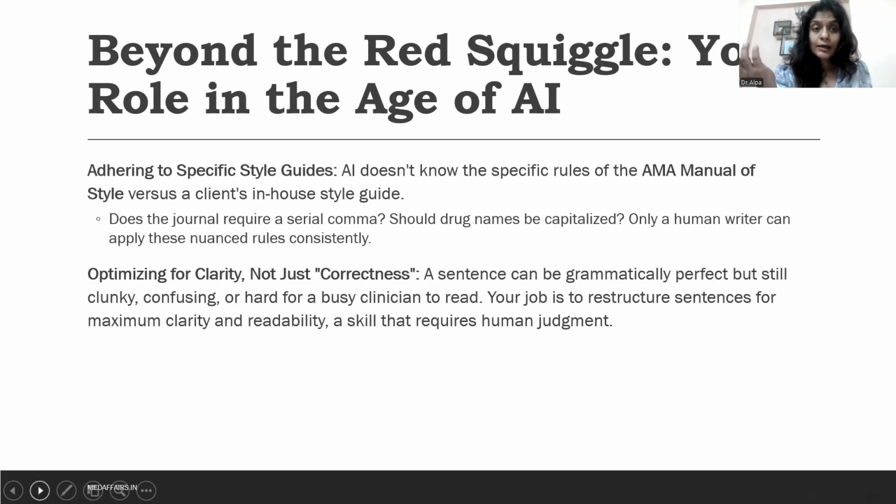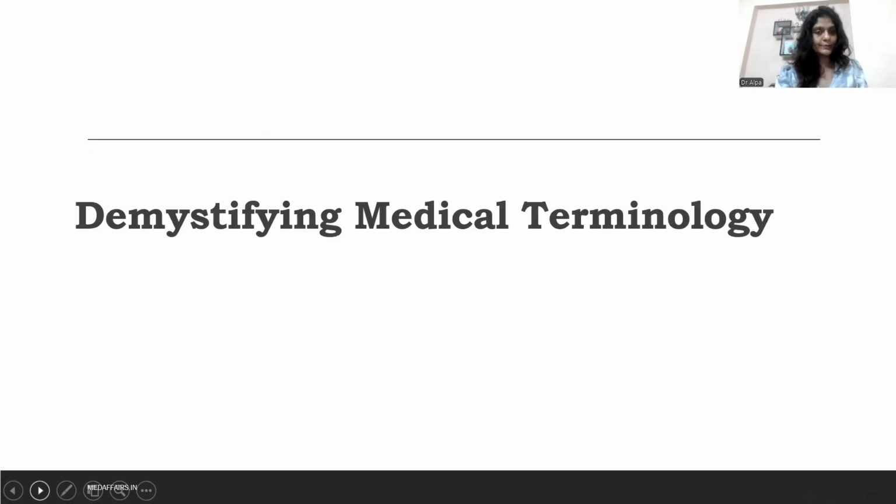Another challenge with AI: AI would understand the AMA manual, AMA style guide, but your in-house style guide, you will have to ensure that it has been taken care of in a particular document.